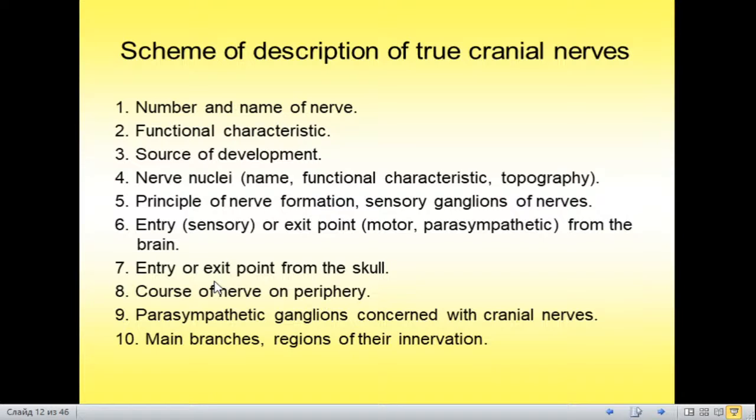Next, you should describe sites of entry or exit from the brain, then from the skull. After that, you should describe the pathway of the nerve on the periphery, related parasympathetic ganglions if they are present, of course, and after that main branches of nerves and regions of their innervation. And finally, after completing all cranial nerves, you should be able to explain innervation of organs and tissues, like sensory innervation, motor innervation, or parasympathetic innervation.